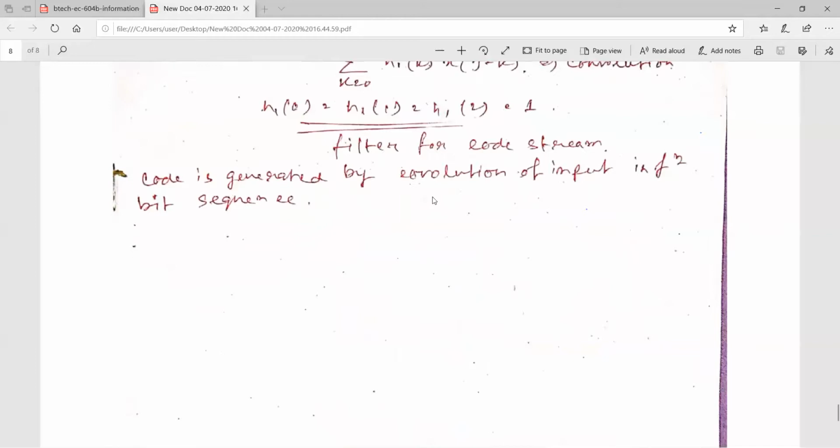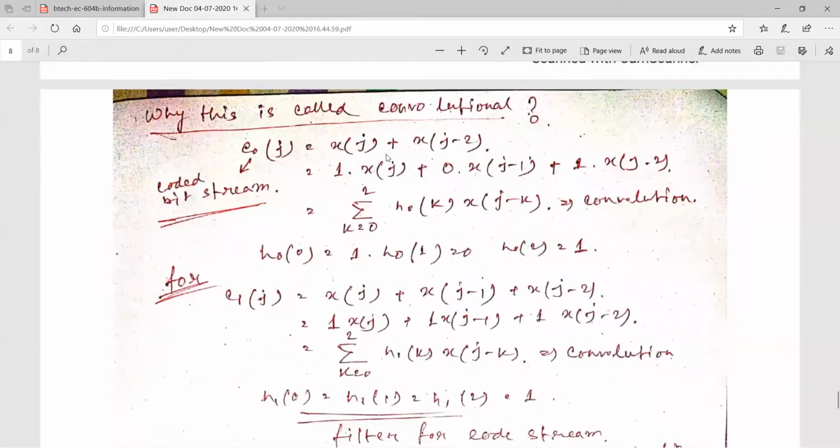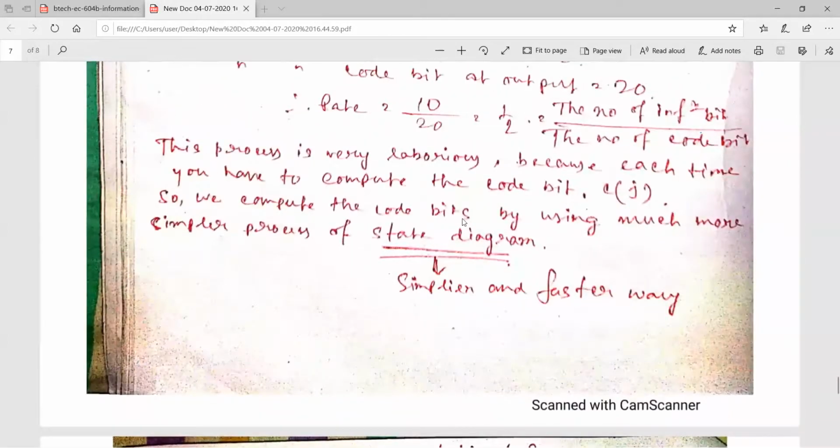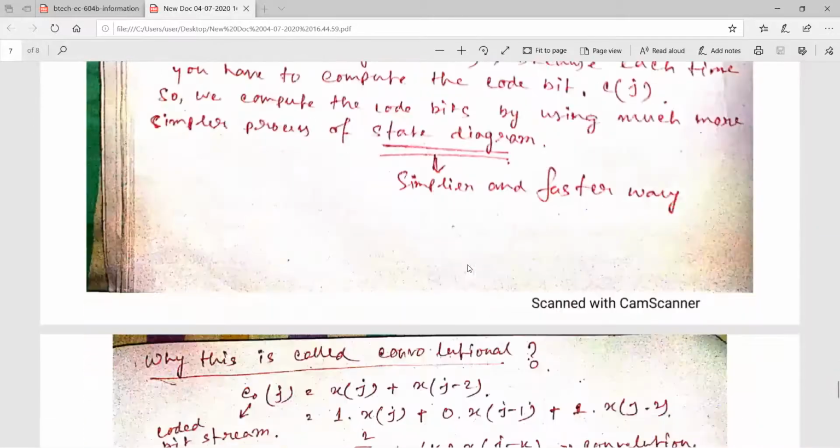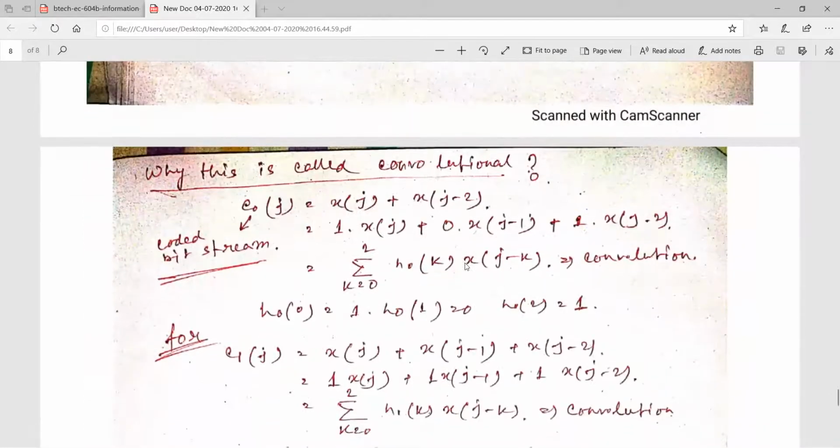So the code is generated by the convolution of the input information bit sequence. So these are the input information bit sequence, and these are the coded bit sequence, as we have seen from the previous example. These are the information bit stream, and these are the coded bit sequence, actually the code bit stream.